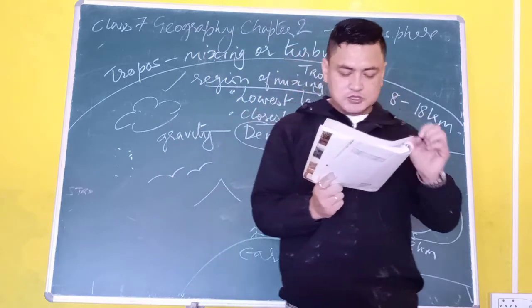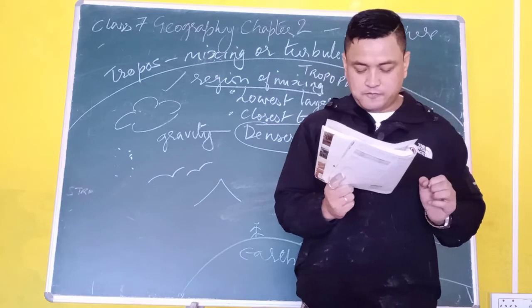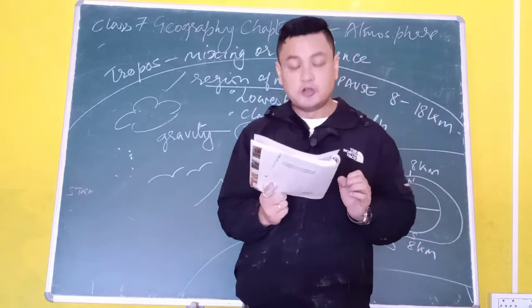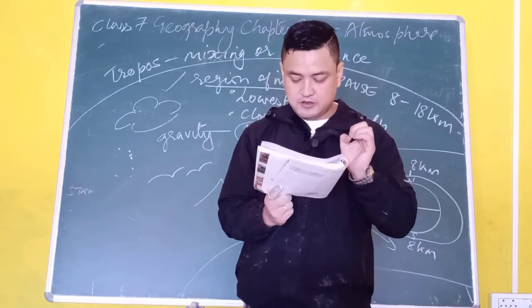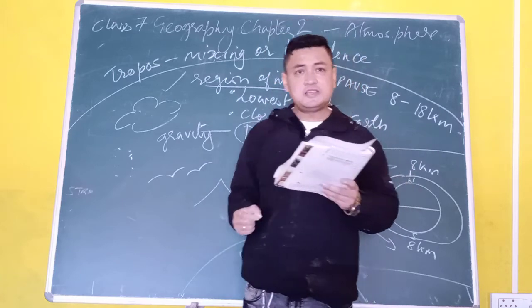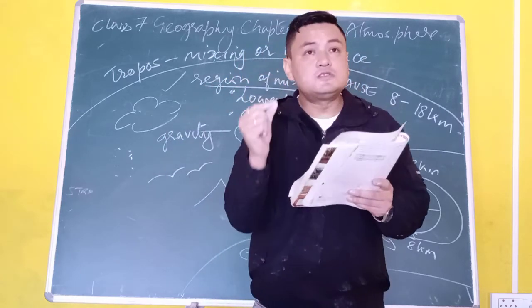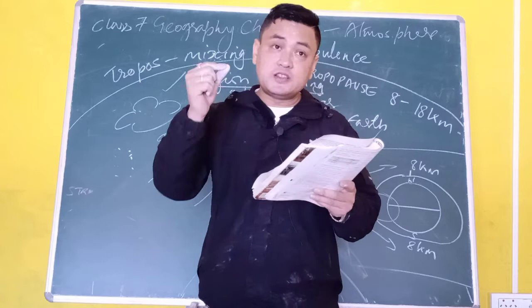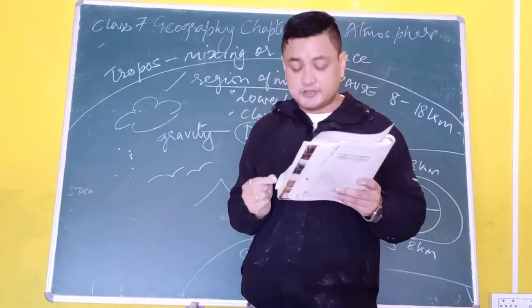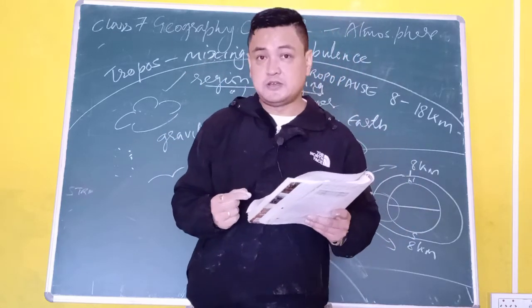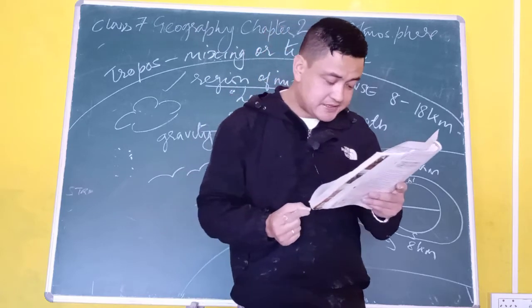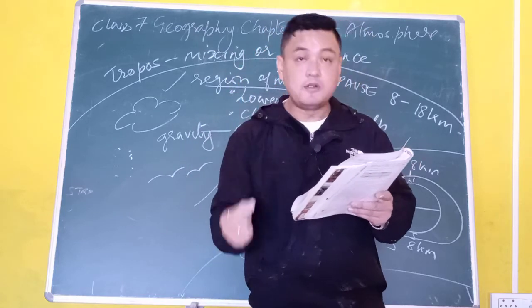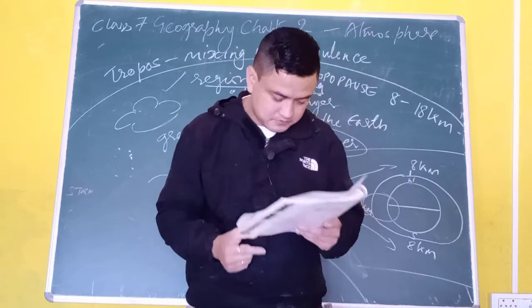This layer also protects us from extreme heat during the day. During the day, this layer acts like a blanket, protecting the earth from the extreme heat, and also traps terrestrial heat during the night, which keeps the earth warm during the night.